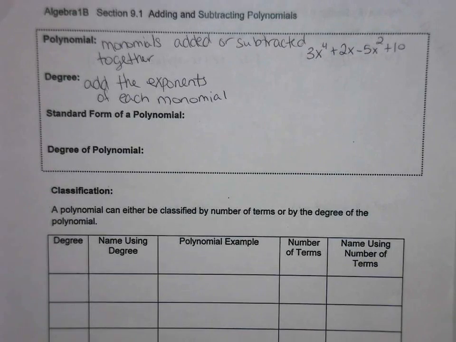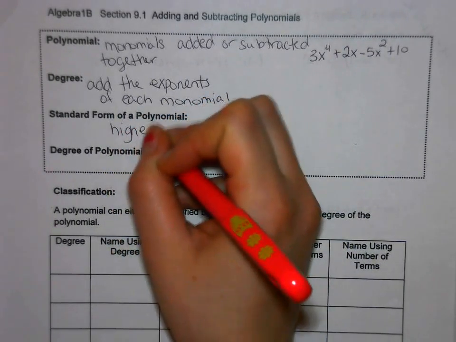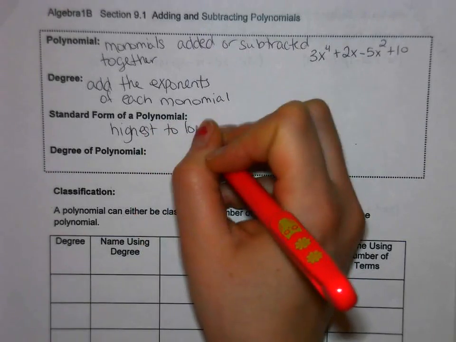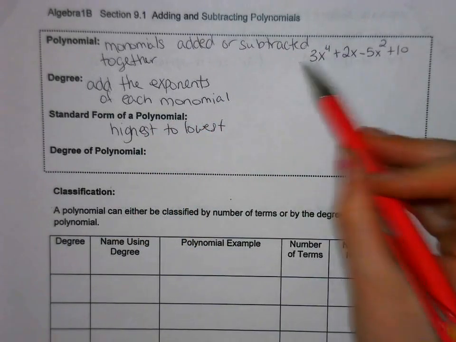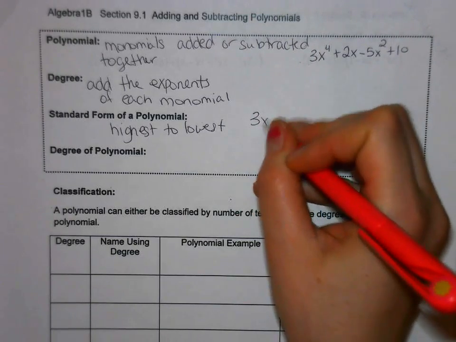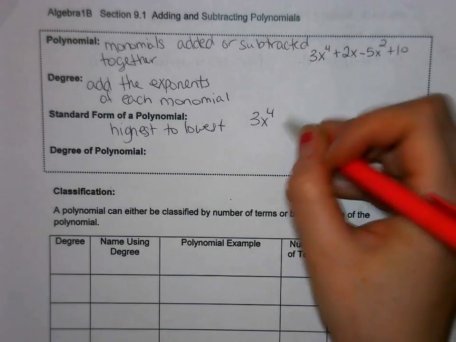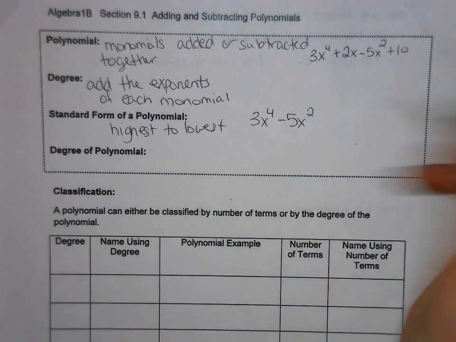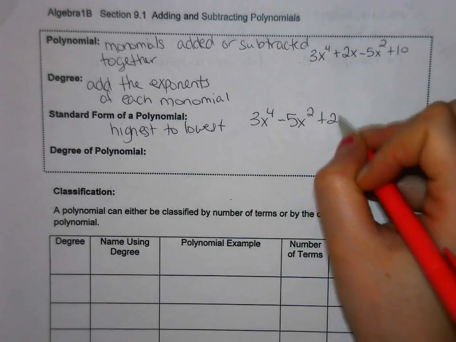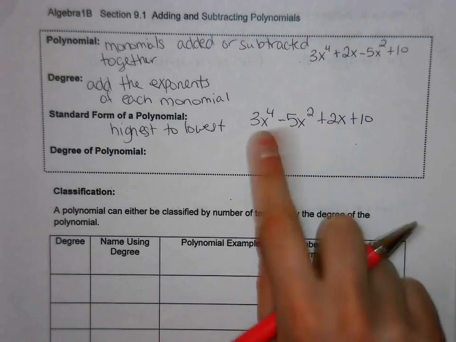Standard form is when we go from the highest degree. So if we take this example, our highest degree is 4, so 3x to the fourth. Next lowest, or highest, is negative 5x squared. Then we have positive 2x plus 10. This is in standard form because our exponents are going in order from highest to lowest.